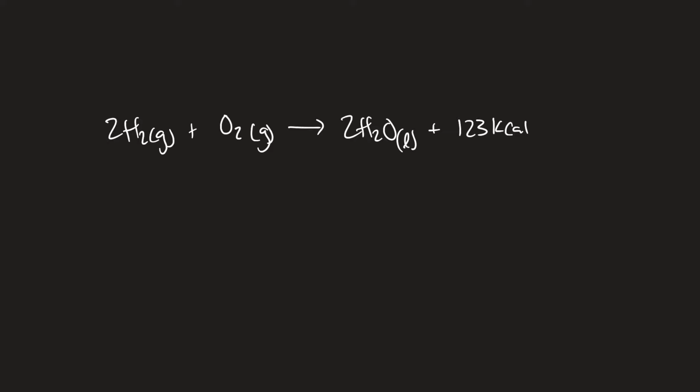Or we could say that the delta H is equal to negative 123 kilocal per mole. We could write that as well. Both of them are equally correct. You see that the kilocal is on the product side, so that's another indication that this is an exothermic process. Being exothermic tells us that the potential energy of water is less than the sum of the potential energy of hydrogen and oxygen. So that's what this is also telling us.